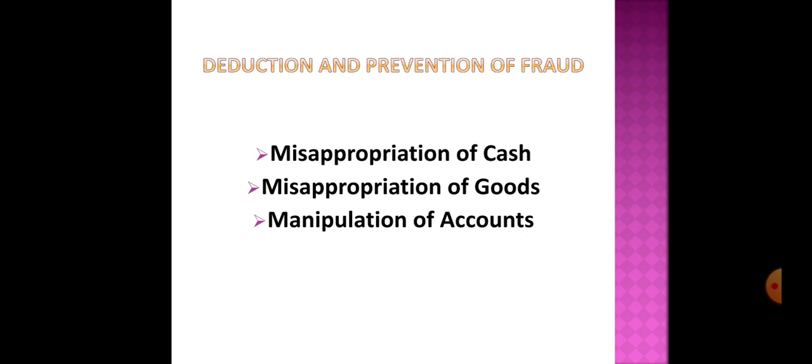Finally, manipulation of accounts. This is falsifying accounts with the intention of misleading others. This is also known as window dressing. It is very difficult to locate because it is usually committed by higher level management such as directors. The objectives of window dressing may be to evade tax, to borrow money from the bank, to increase share prices, etc.